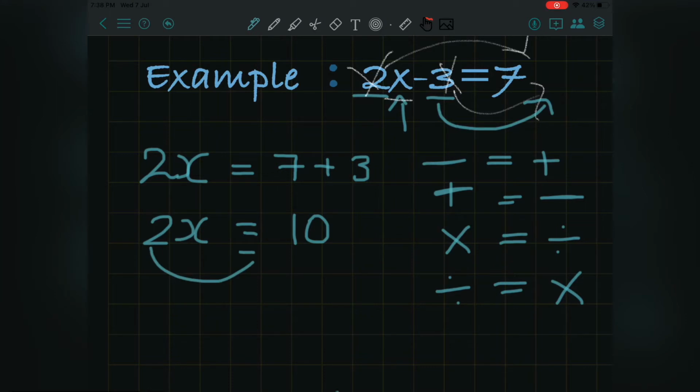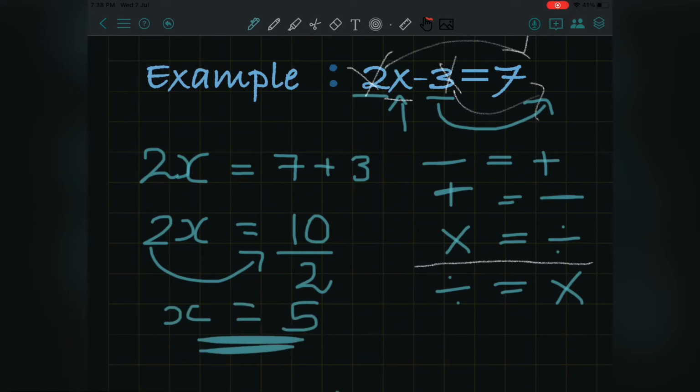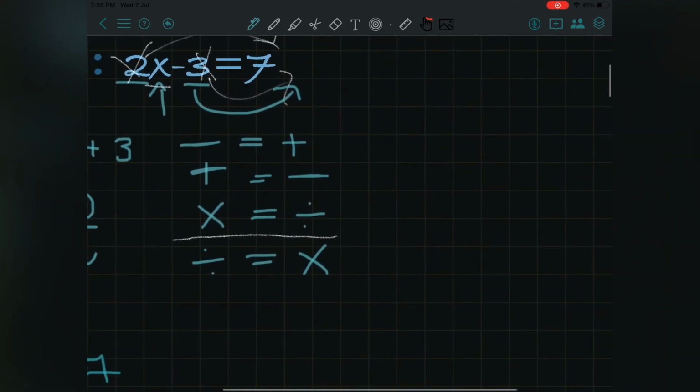Let's just transfer 2 to this side. So 2 will be dividing 10 because on the other side it was multiplying x. And as you can see, I have written here that when it was multiplication on the other side, on the next side it becomes division. So now we have x equals 10 divided by 2, which is 5. So we found the value x is equal to 5.